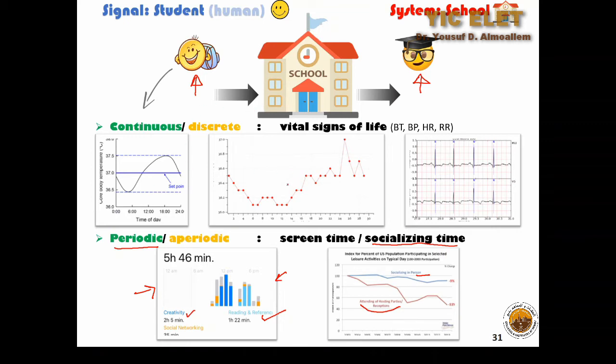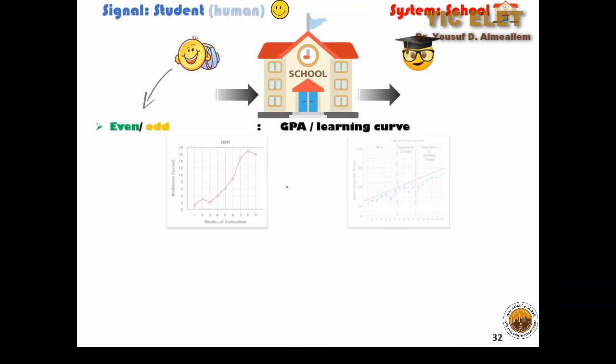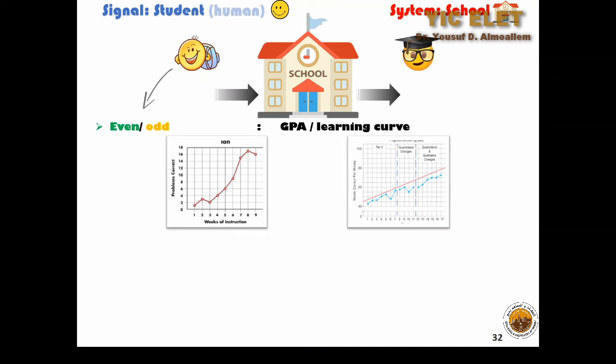So this is some sort of understanding of a practical example from our daily life on signals and systems. The last two properties that I was talking about, the even and odd. If you look at the learning curve or the GPA, he's trying to improve the ability to get problems solved correctly. So this is a person, Ian. In week one of instruction, he was able to solve maybe one or two problems. Then he started improving over time. So this is a signal.